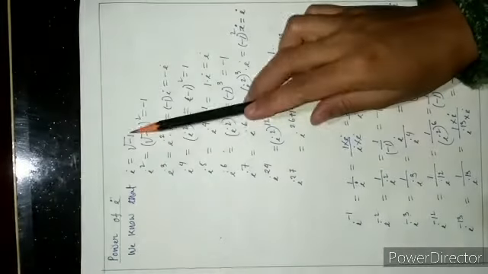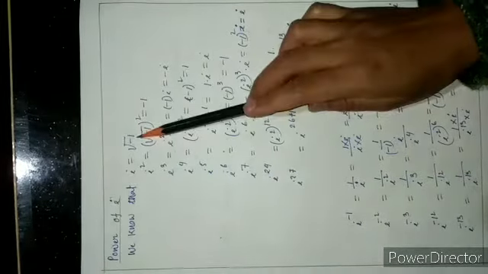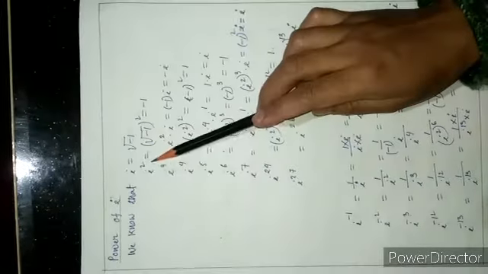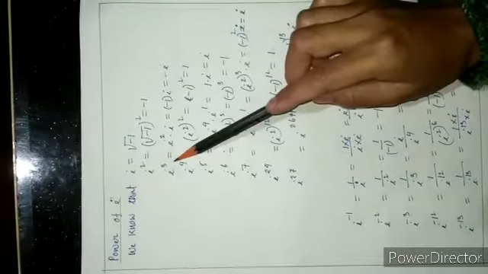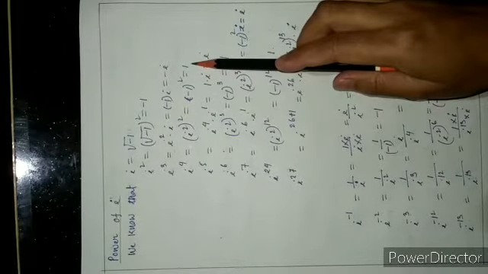So the value of i is root over minus 1, the value of i square is minus 1, the value of i cube is minus i, and i to the power 4 is equal to plus 1.